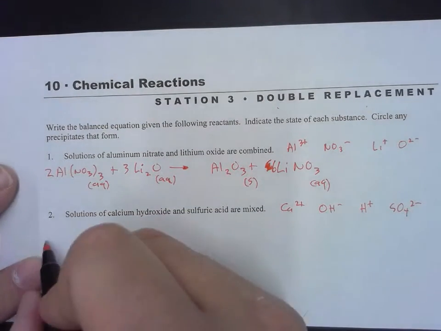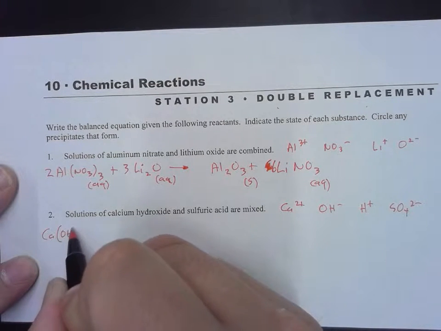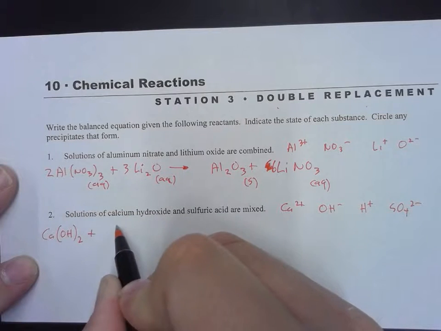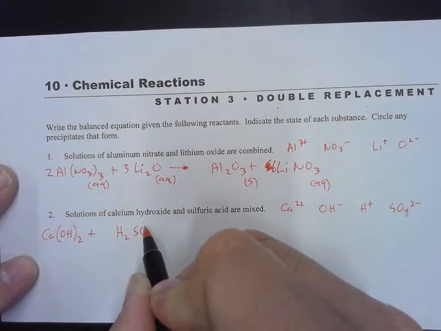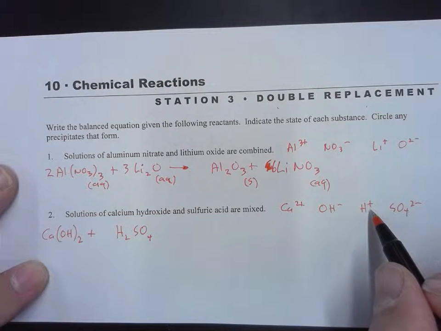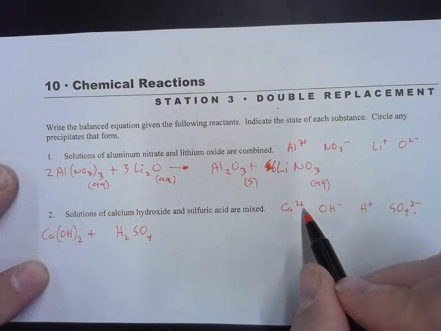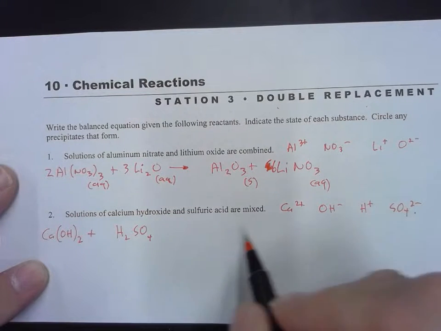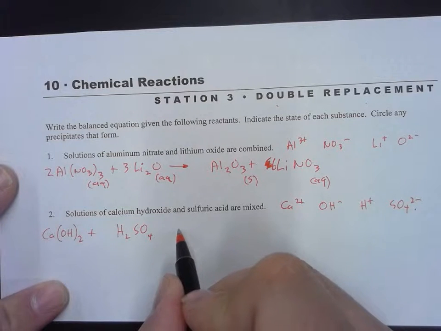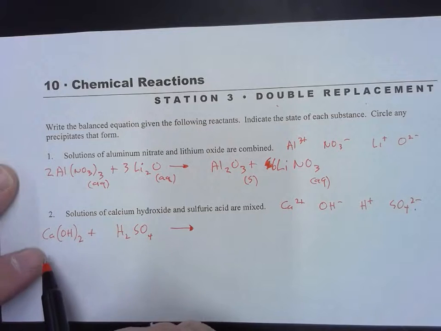Calcium hydroxide, Ca(OH)2 plus H2SO4. Why H2? Because I've got +1 here, -2 here. Okay, H2SO4, and with calcium it's a +2, and the hydroxide's a -1. Okay, I did that kind of fast, just from memory. I forgot to stop and tell you guys what I was doing.